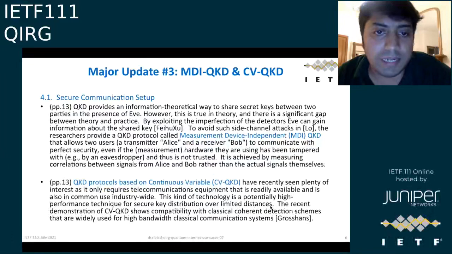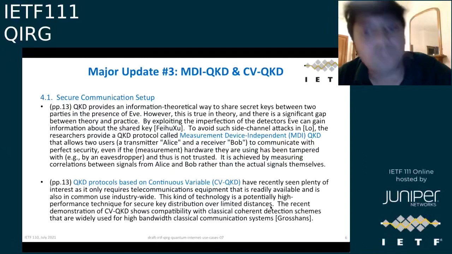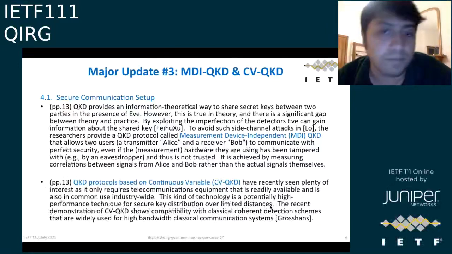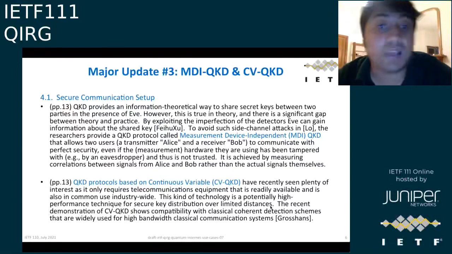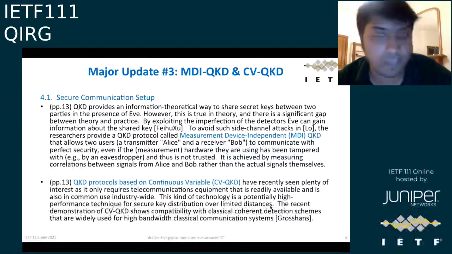Using this kind of protocol, even if the attacker tries to manipulate the detector, they will not be able to generate or guess the key which is shared by Alice and Bob after successfully completing the protocol. So that's a good advantage.